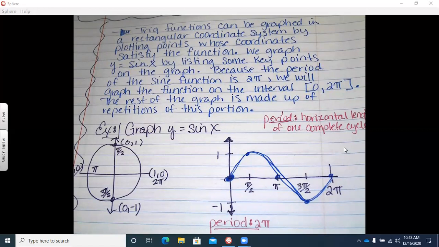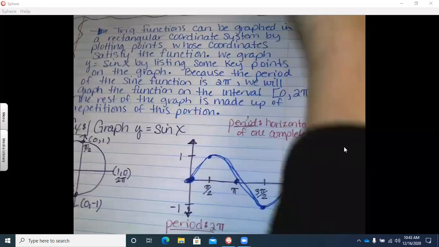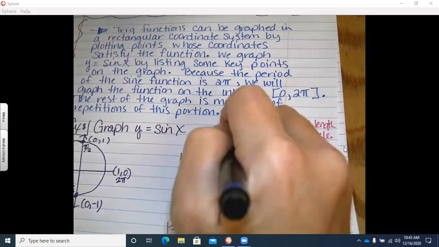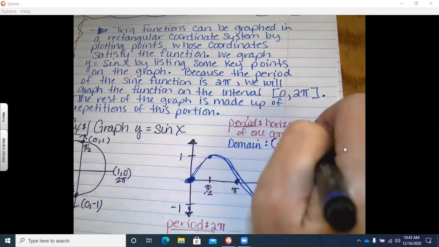What do you think the domain is? Remember, we've only graphed part of it, right? I told you it keeps on going to the right, it keeps on going to the left. What do you think the domain is? Negative infinity to positive infinity. And those are parentheses because infinity or negative infinity is never included.